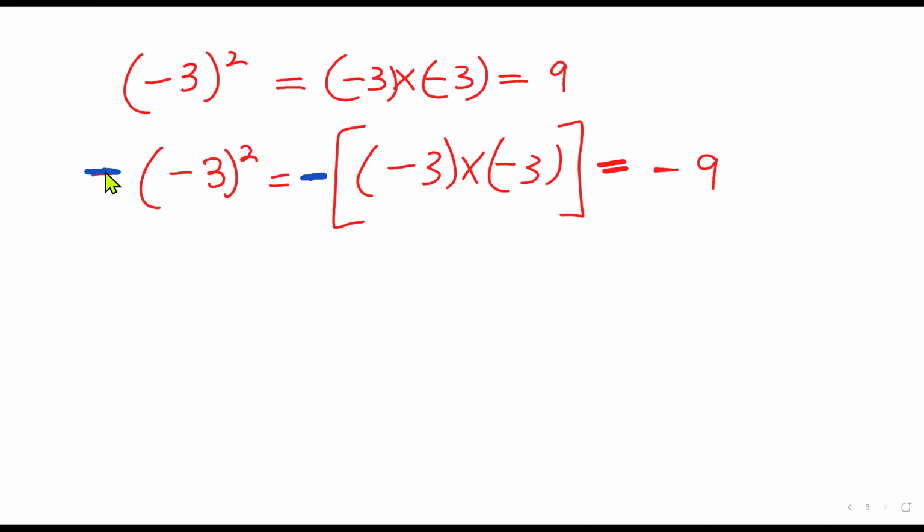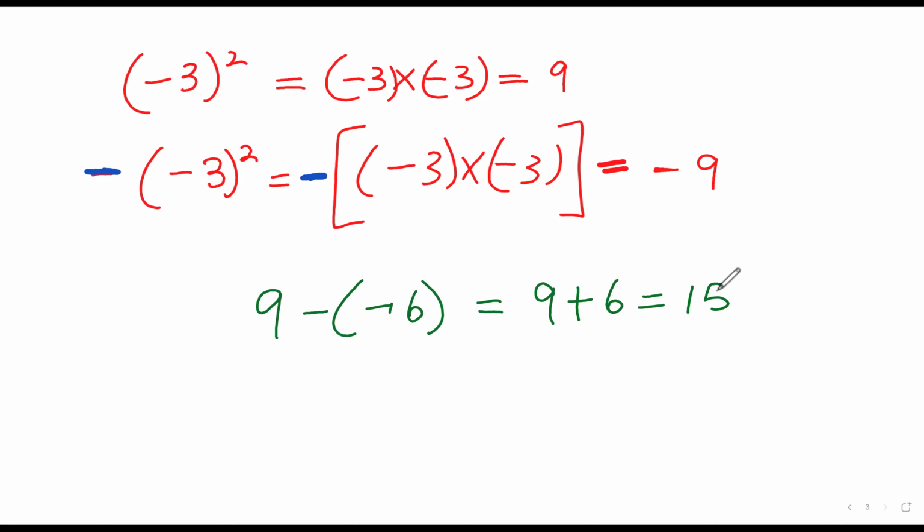This minus sign on the outside will remain as a minus on the outside. If you had 9 take away -6, now this is where the minus and the minus will change and it will become a plus, and 9 plus 6 is 15, right?